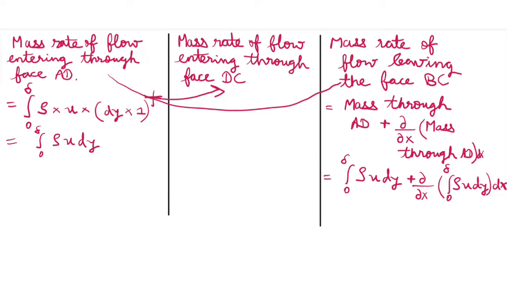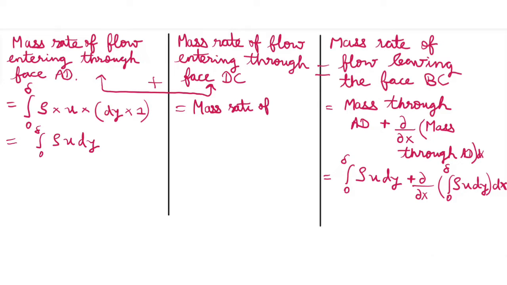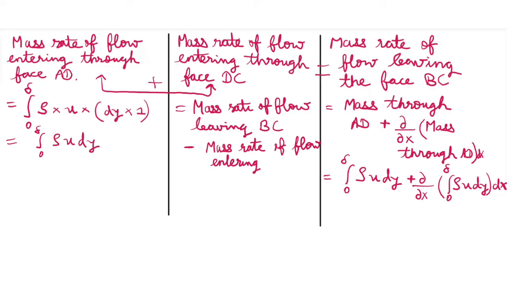Now as you can see, mass rate of flow through AD plus DC is equal to mass rate of flow leaving through the face BC. तो हम क्या लिख सकते हैं कि मास रेट ऑफ फ्लो एंटरिंग थ्रू DC कितना हो जाएगा, it will be equal to mass rate of flow leaving through the face BC minus mass rate of flow entering through the face AD.